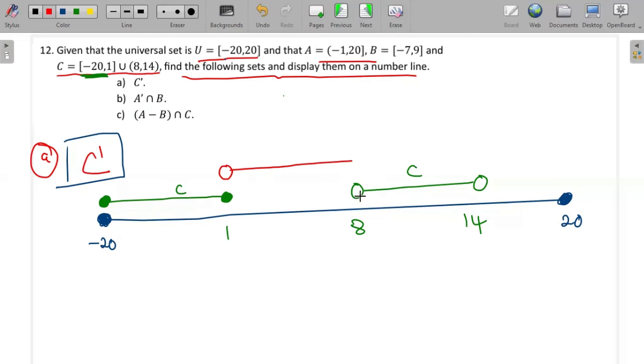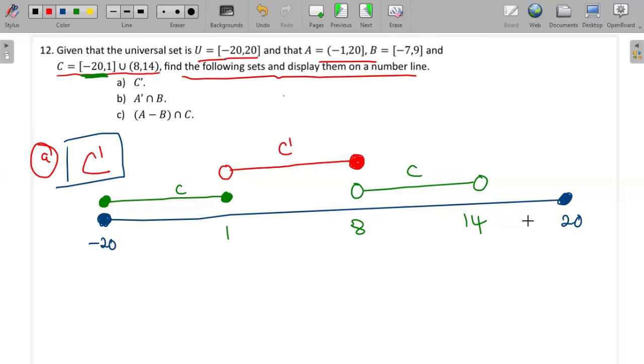Now at this 8, we also ask ourselves, is it in C? It's not in C. So if it's not in C, then it has to be in the complement. So I'm going to shade this part on top of the 8 here. So this one from 1 to 8, where 1 is not included but the 8 is included, is part of the C complement.